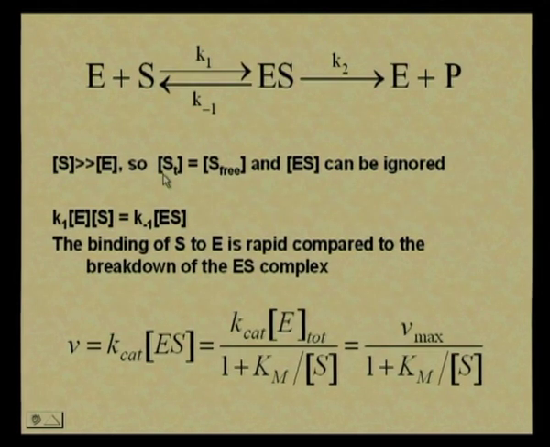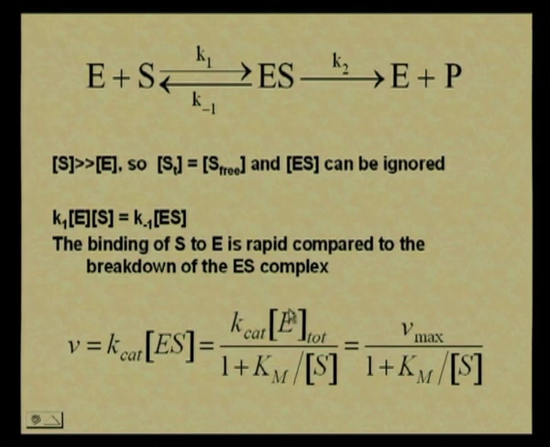So, we have the total enzyme concentration equal to the free enzyme concentration, and what are the other assumptions we make? That the binding of the substrate to the enzyme is rapid. So, what do we have? We have a rapid formation of ES and a slow breakdown of the complex, making K2 small and K minus 1 small. So, what is K2? K2 is a rate limiting step.